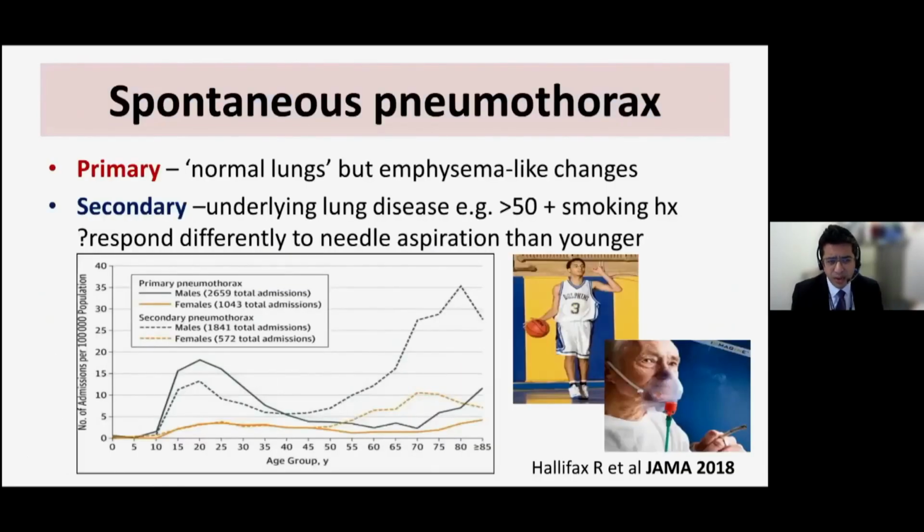When we think about pneumothorax, we think about primary and secondary. We think about primary pneumothorax as those being patients with normal lungs, but actually these patients do have emphysema-like changes. And secondary pneumothorax is often older patients who are smokers who may have an underlying lung disease. As you can see from this graph by Rob Halifax, there is a bimodal distribution in primary pneumothorax, those, as you'd expect, at younger age, and again in the older age, and in secondary pneumothorax, more common in the older age group.